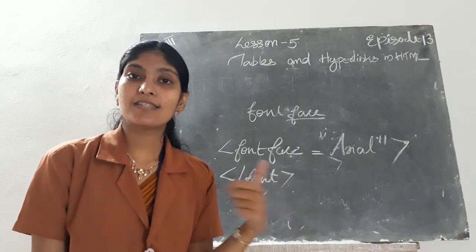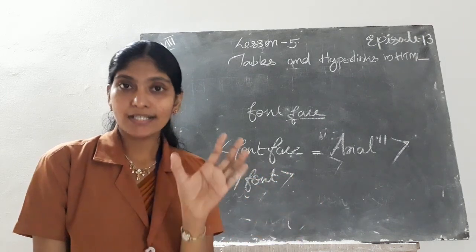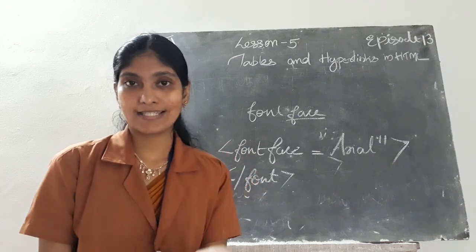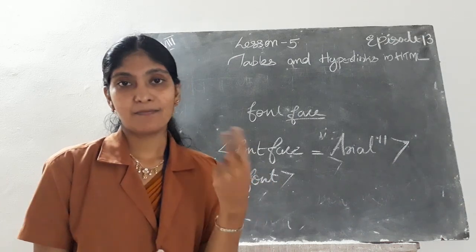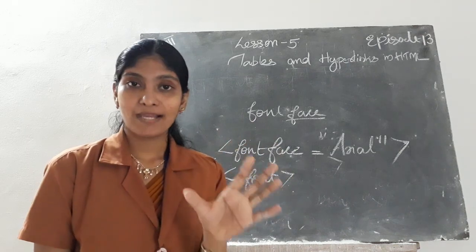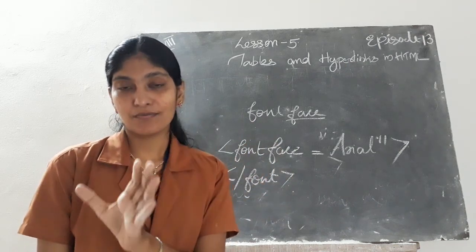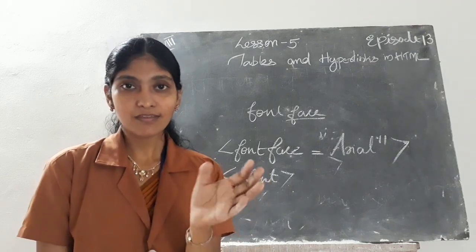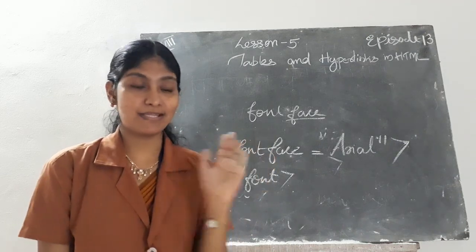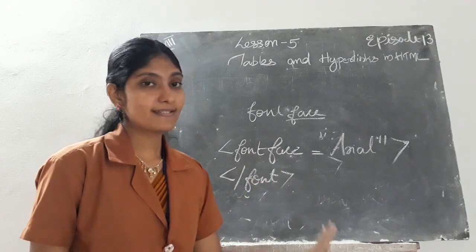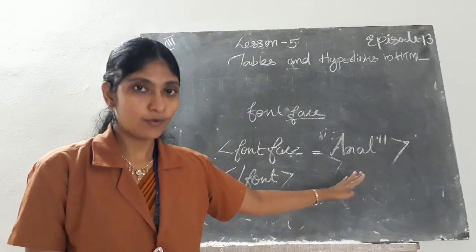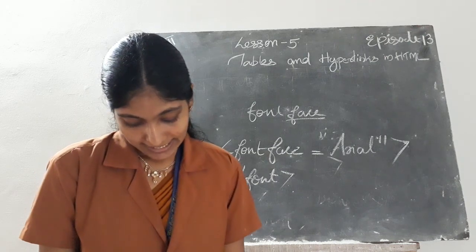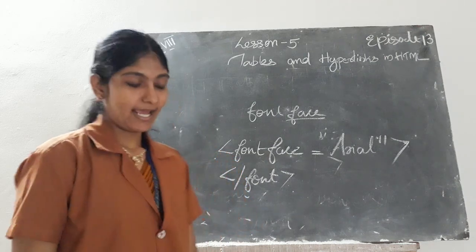Font face means you can apply a particular type or face of the font to the text. For example, Arial, Calibri, etc. So you can apply a particular type of the text for the particular text you want to display on the monitor or the web page. So here font face is equal to, select the font type and then close the font tag. Next is the line break tag.